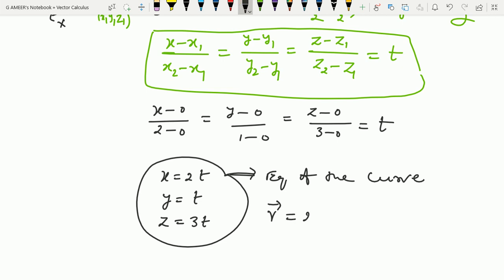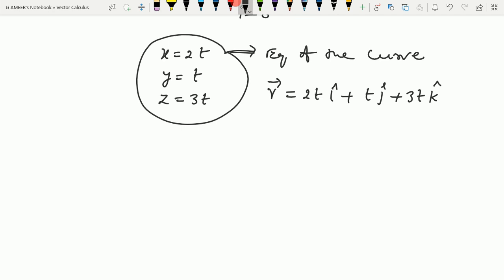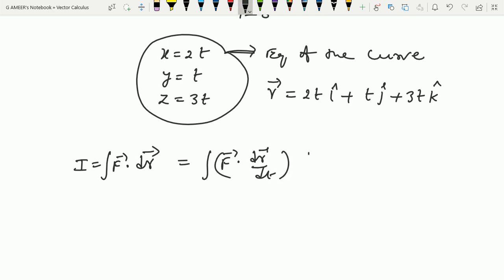Even you can put it like this: r is a function of t, that is 2t i cap plus t j cap plus 3t k cap. We can put it like this also. So once we know this, then we can go just like in the previous problem. So we can go for F dot dr. So that integration of F dot dr we require. Where F is given, and dr I can write as dr by dt: F dot dr by dt, r is a function of t, into dt.